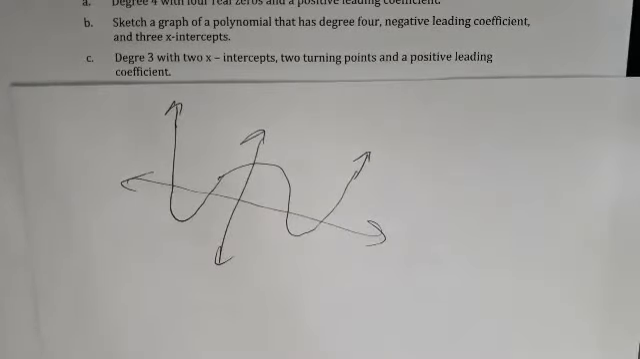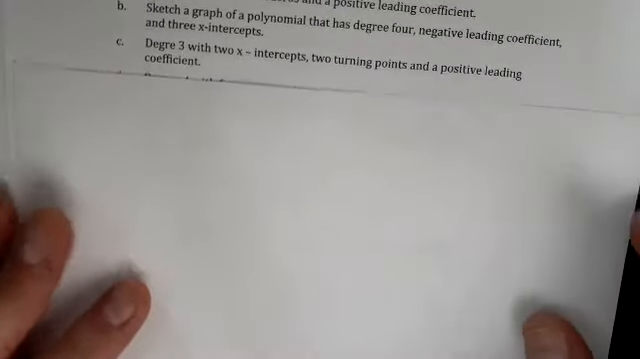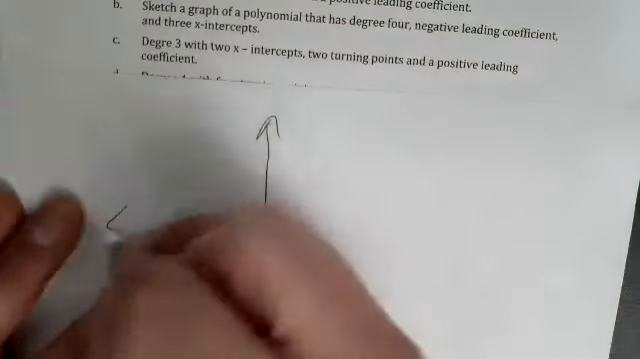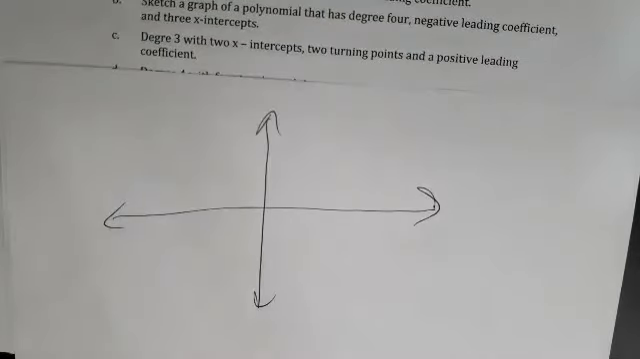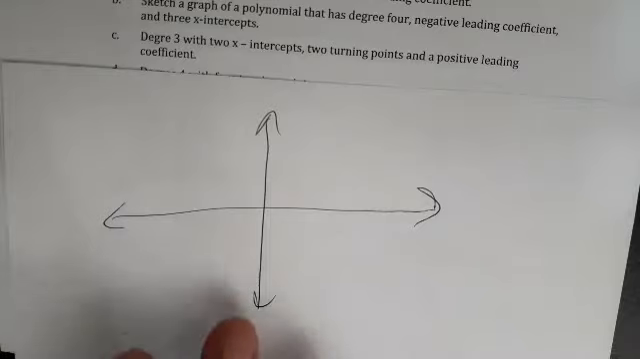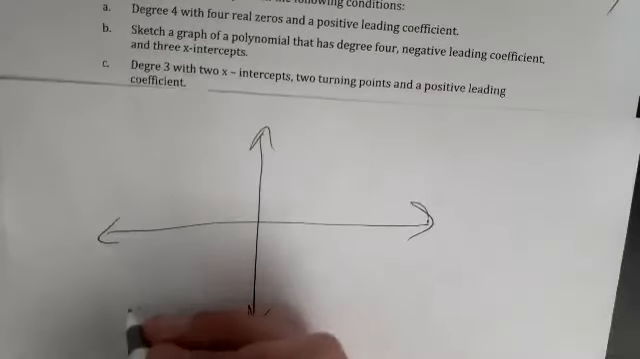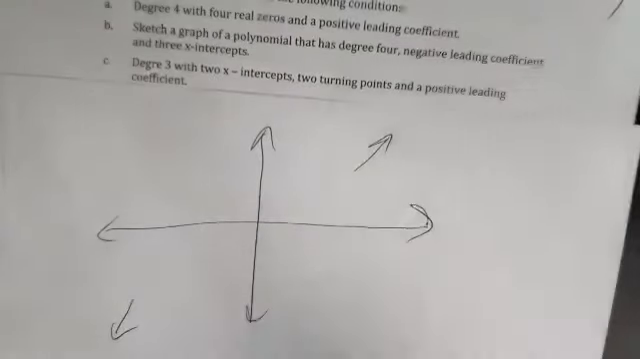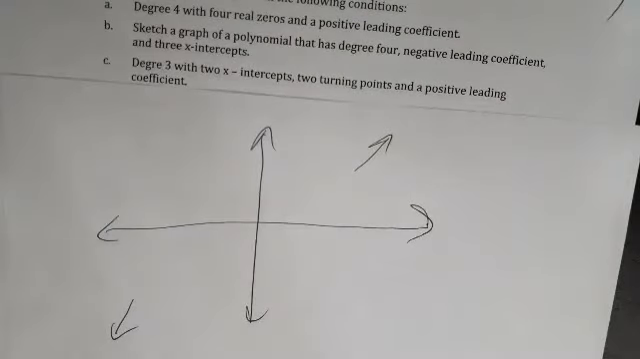See, it doesn't know how to spell degree. Degree 3. I know I'm skipping B. I feel like you can follow some of these. There you go. So degree 3 with 2 x-intercepts, 2 turning points, and a positive leading coefficient. If it's a degree 3 with a positive leading coefficient, the way I usually start this is with the end behavior. It's degree 3 positive leading coefficient. The thing I'm thinking about is a positive line. So my end behavior should look something like a positive line. I know it's degree 3, which gives me 2 turning points, and I need 2 x-intercepts.